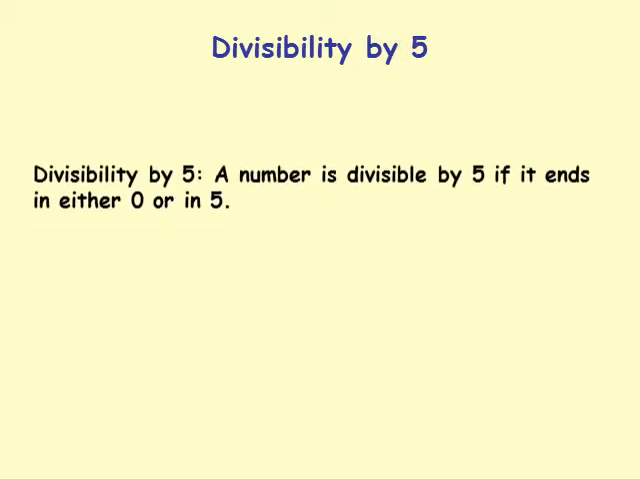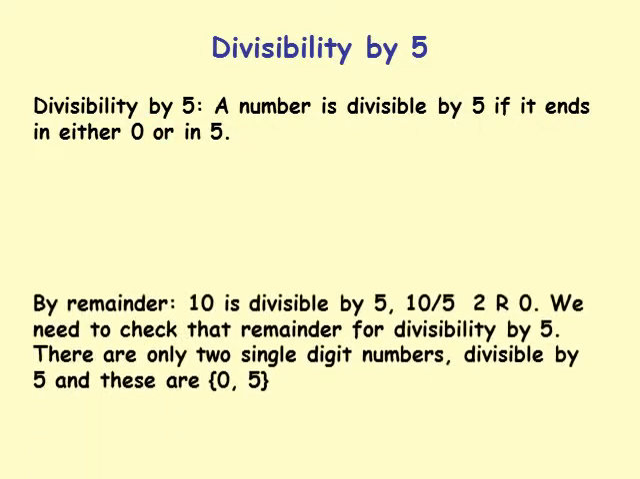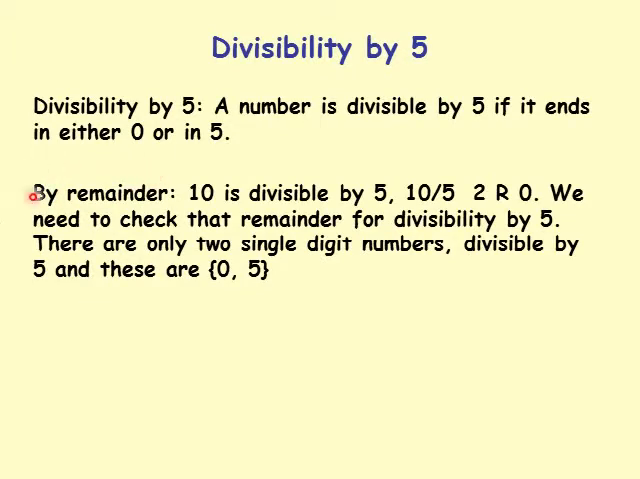I'll continue and discuss divisibility by 5. A number is divisible by 5 if it ends in either 0 or 5. Let's see what we did. We are doing this by remainder. So 10 is divisible by 5 because 10 divided by 5 is 2 remainder 0. That means 10 is equal to 2 times 5.